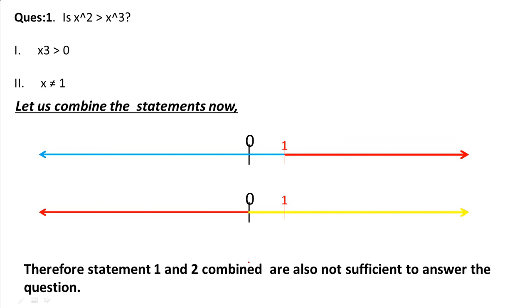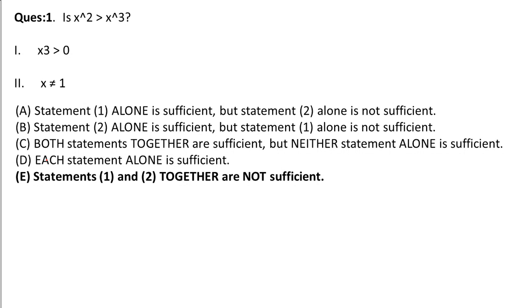Therefore, statements 1 and 2 combined are also not sufficient to answer the question because I am not sure whether x is greater than 1 or x is between 0 to 1 when I combine both the statements. And different values of x yield different inequality signs in this equation. Therefore, the answer to the question is option choice E. Statements 1 and 2 together are not sufficient to answer the question.